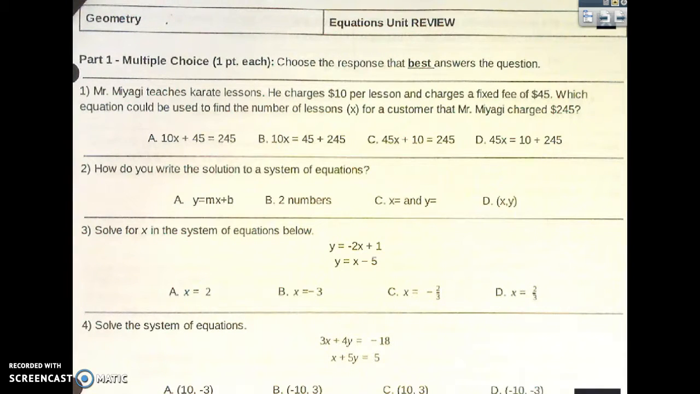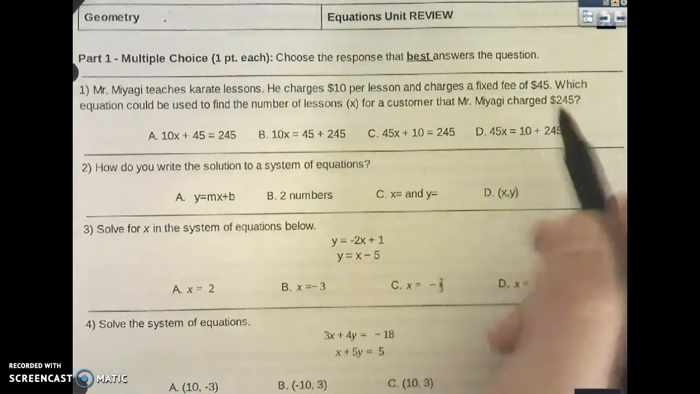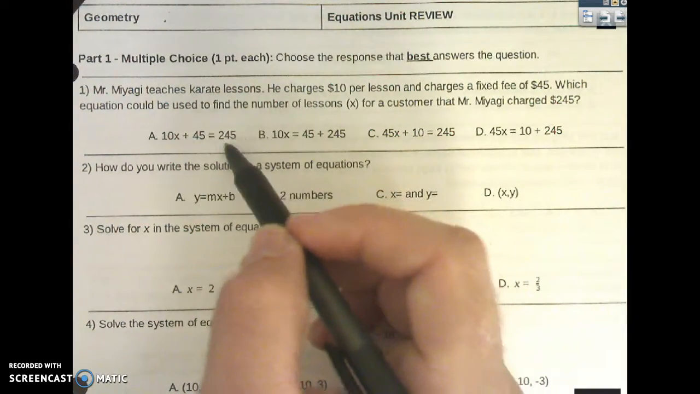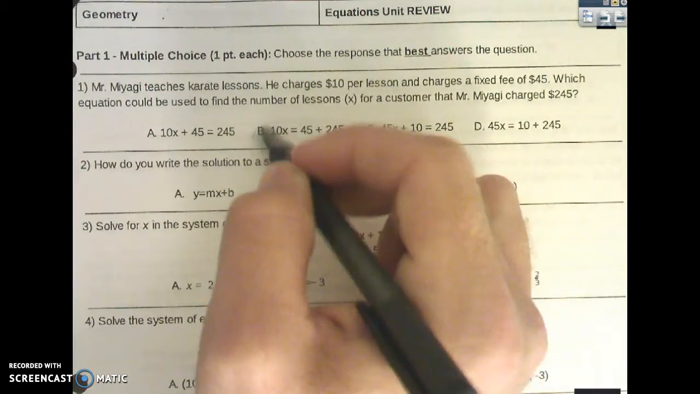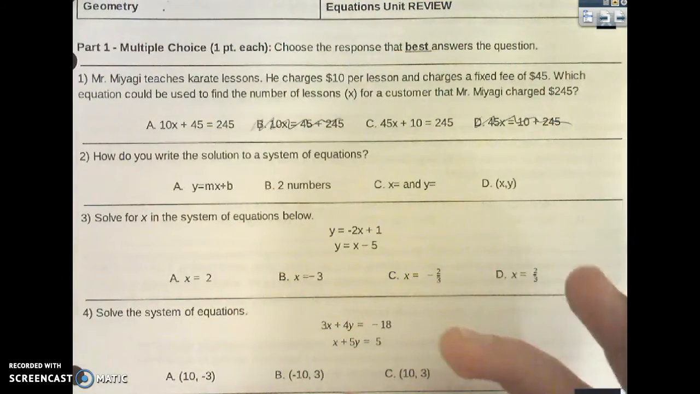Mr. Miyagi teaches karate lessons. Wax on, wax off. He charges $10 per lesson and charges a fixed fee of $45. Which equation could be used to find the number of lessons x for a customer that Mr. Miyagi charged $245 for? So we know it has to equal $245. That's how much the total charge is. If I'm looking through my answers here, okay, here it equals $245. That looks good. Part B rather, and part D, they don't make any sense to begin with because they're not equaling $245.